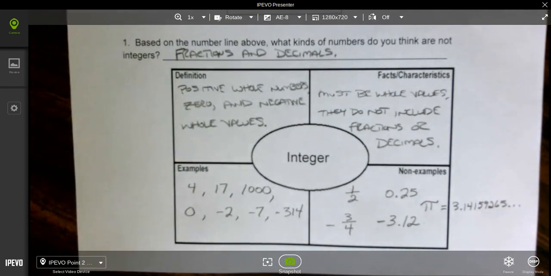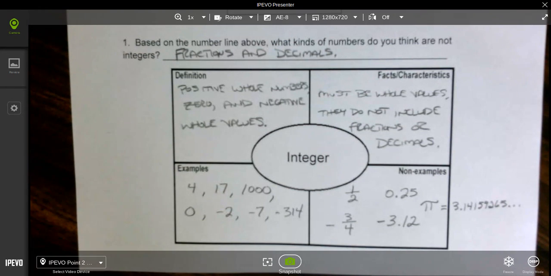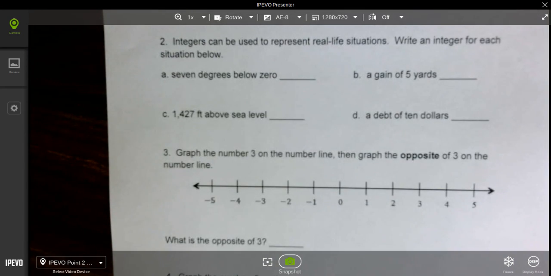Okay, that is definitely not an integer here. You can see that's a decimal that's going to go on forever. And so that's the difference between what would be considered an integer and what would not be considered an integer. Now that we're familiar with what an integer is, we're going to use integers to represent real life situations.